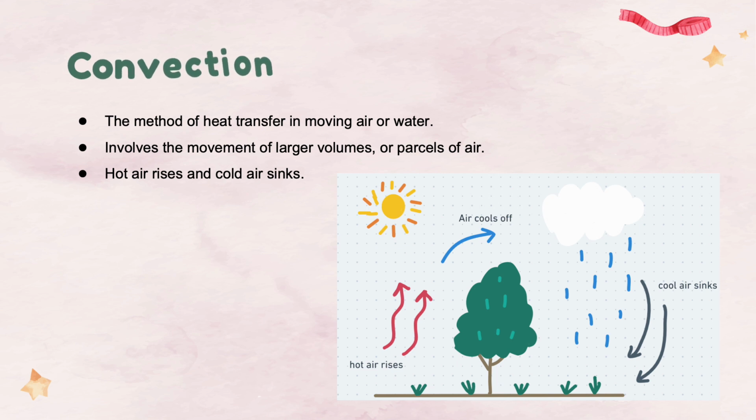Convection is the means of heat transfer in moving air or in the water. This involves the movement of large volumes of water or parcels of air. Remember that hot air rises because it is light and cold air sinks because it is heavy.